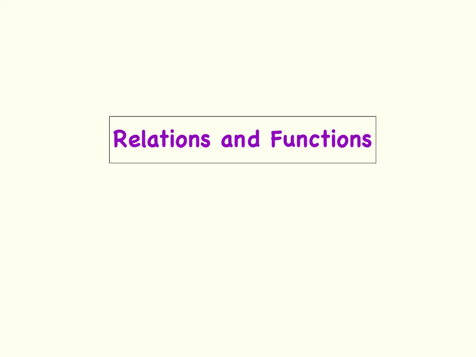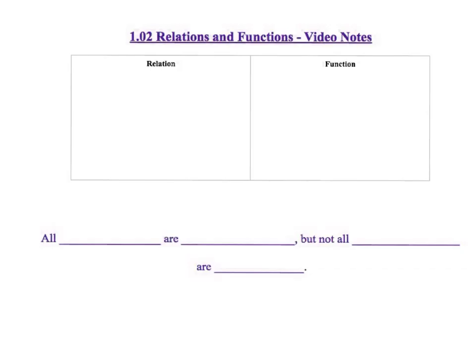Now let's get started. First, we need to define relation and function. And these are terms that I'm sure you learned in Algebra 1, so this will probably be a review for most of you. A relation is simply a set of ordered pairs.